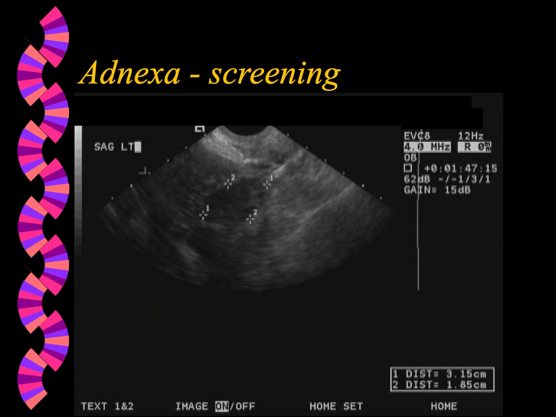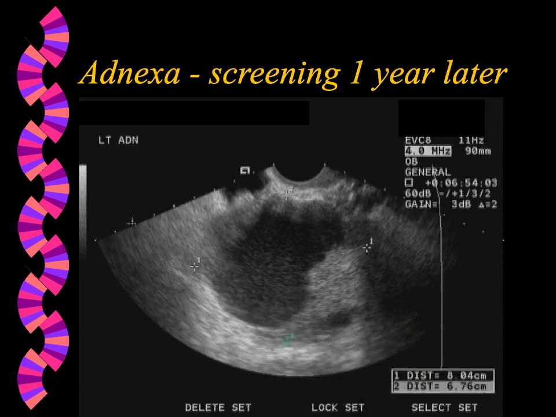She's 62 years old. She's postmenopausal. This is a totally normal ovary in a postmenopausal patient. So she was very, very reassured. She came back 1 year later without any symptoms, and that same ovary looked like this.